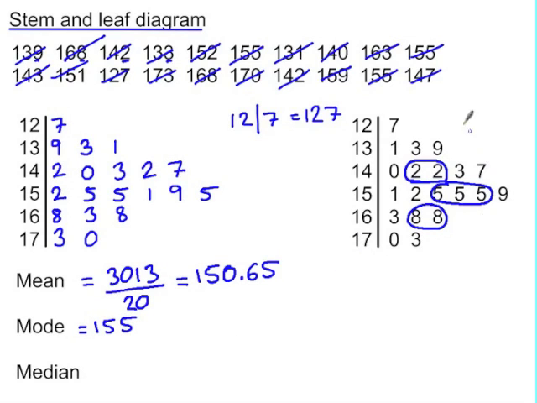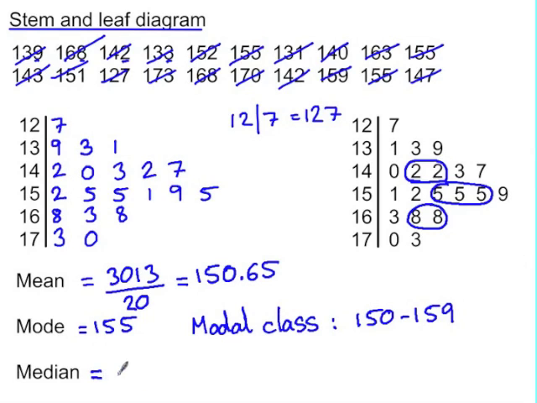The stem and leaf diagram also can help us to spot the modal class. Because we've grouped the data in tens effectively, the modal class is 150 to 159, and that's just the stem with the most leaves. And thirdly, the median is the middle value when the data is in order, and a stem and leaf diagram is in order.